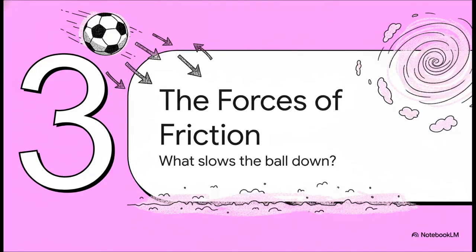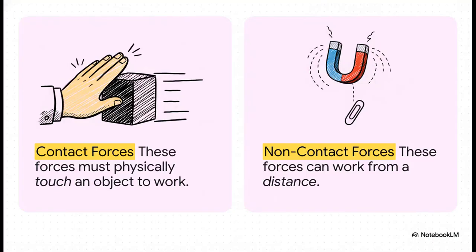Okay, moving on to the forces of friction. So our ball is soaring through the air, but we all know that flight isn't going to last forever. So what's actually slowing it down? To figure that out, we have to look at the forces that are working against our kick. So it turns out all forces basically fit into two big groups.